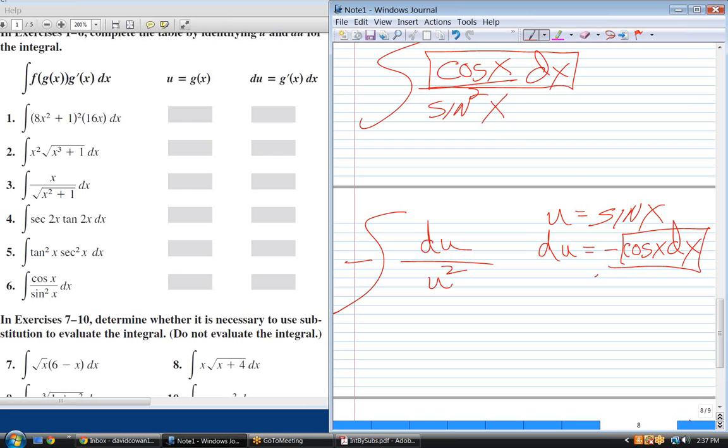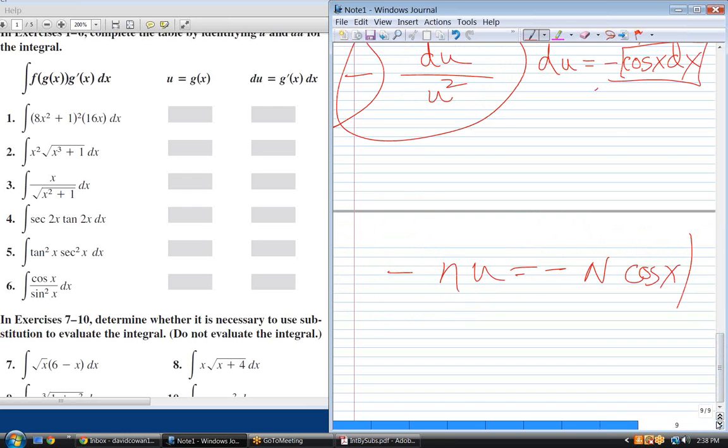Yeah, that's what my original confusion was. I was thinking we get rid of one of the sine x's there, and the other sine x. I originally forgot that by replacing it, you get u squared. Okay, you know how to do this, right? Yeah. All right. Let's go on then.